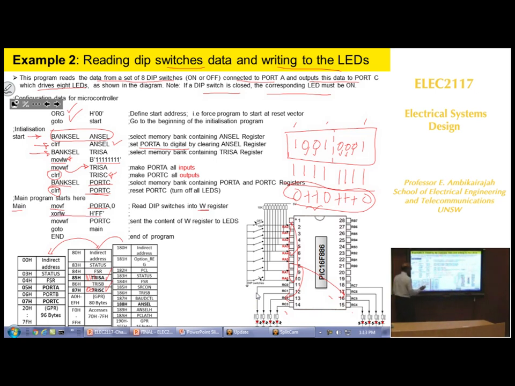Exclusive OR with F, that's kind of inverting. And send the W register to port C, and the lights will glow. Then I go back to the main program again and read the switches again. You are not waiting, you are just reading the switches, then exclusive OR, send them back, and so on. And that's how this program works.